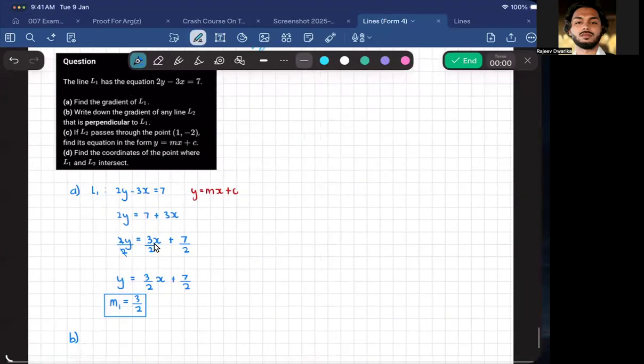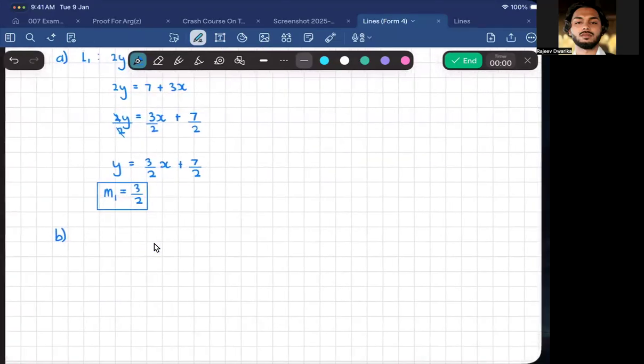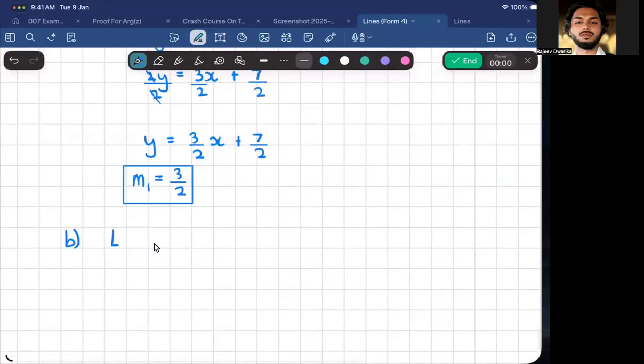Right? Avinash, let's continue. So in part B, they are saying to write down the gradient of any line L2 that is perpendicular to L1. So any line L2 perpendicular to L1. They're literally saying it in big. L2 is perpendicular to what? What is it saying, Avinash? L2 is perpendicular to L1.